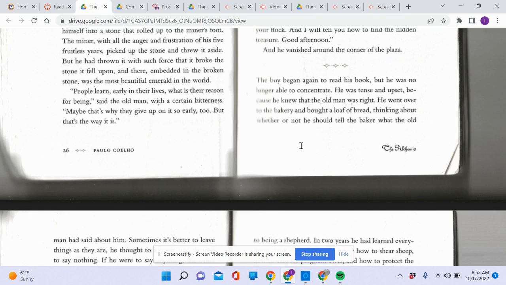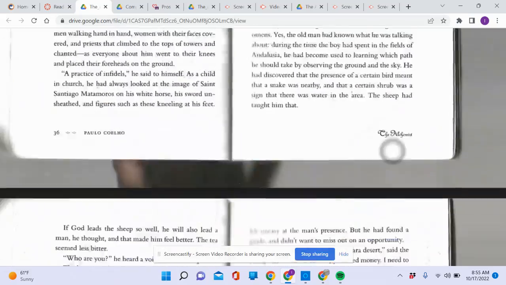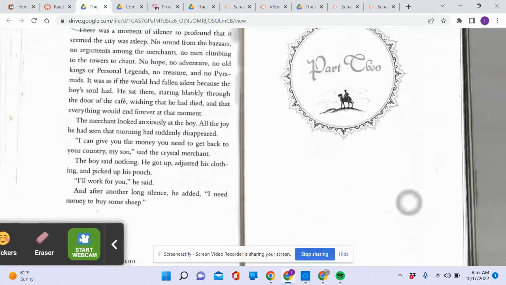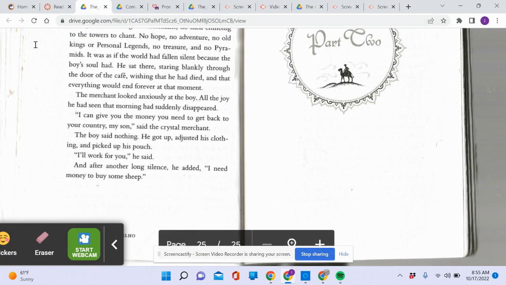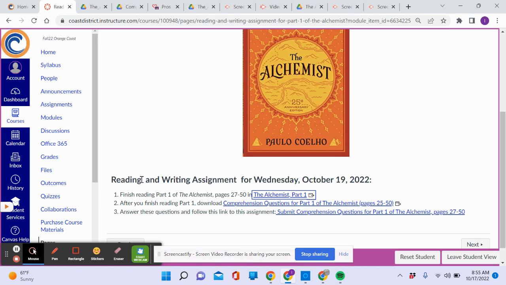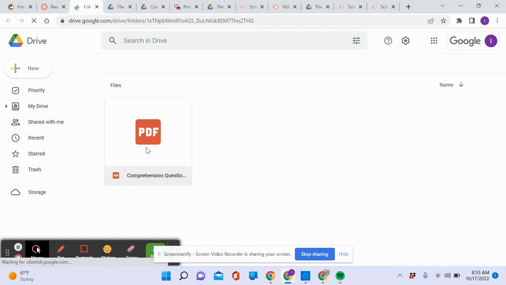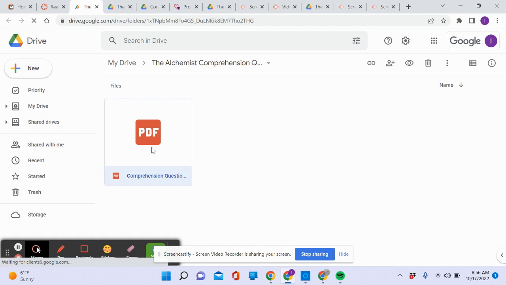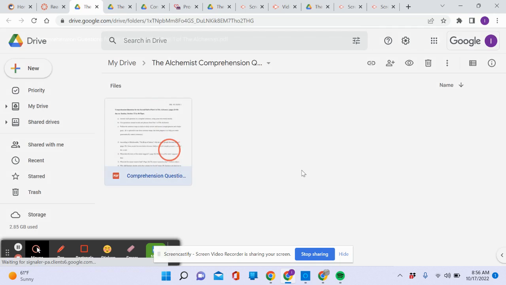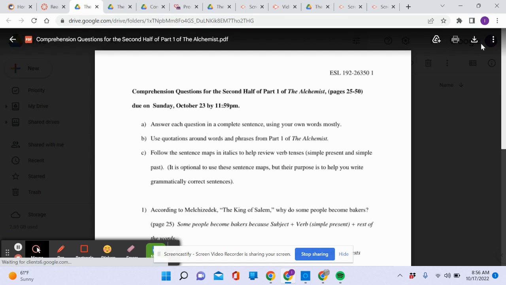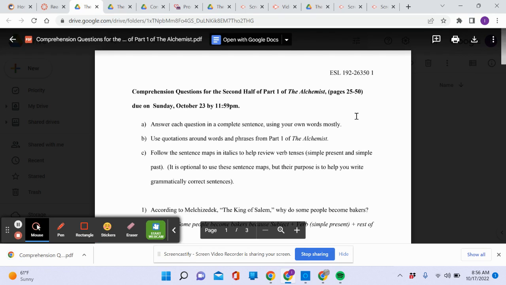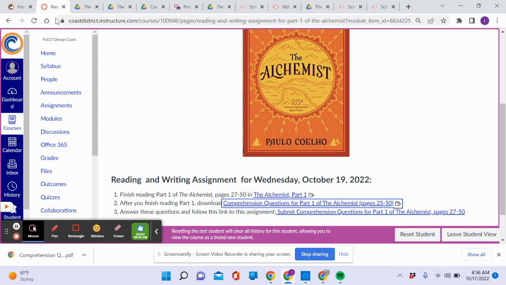Page 27: "The boy began to read his book," and you would read until the end of page 50. Here you are, page 50. That's the end. And then you would answer the comprehension questions. You can download that really easily, easy peasy. It may take a few steps sometimes to download. Some of you tell me you have trouble downloading, but you just need to hit the down arrow button and it should download to your computers.